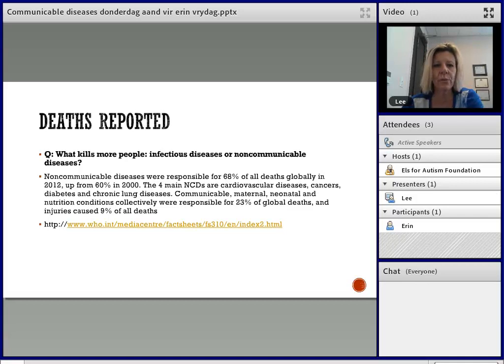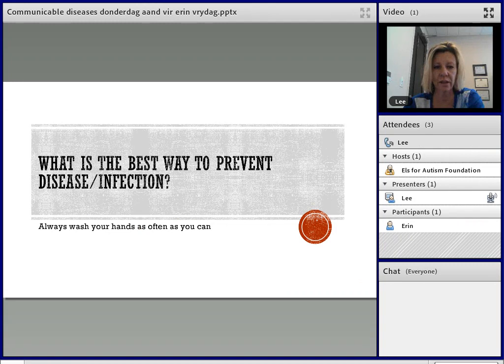As for deaths reported, we're wondering which have more deaths reported, the communicable diseases or the non-communicable diseases, the NCD or CD. Non-communicable diseases were responsible for 68% of all deaths globally in 2012, up from 60% in 2000. The four main non-communicable diseases are cardiovascular diseases, cancers, diabetes, and chronic lung diseases. Communicable, maternal, neonatal, and nutrition conditions collectively were responsible for 23% of global deaths, and injuries caused 9% of all deaths.